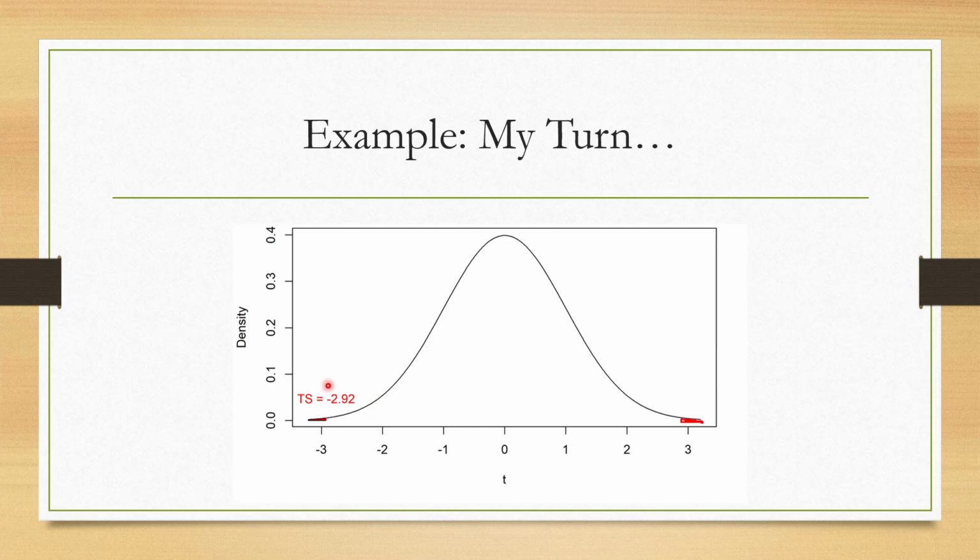So again, this is found via calculus. It's area under the curve. If we ask software what this is, we get 0.0017 for the area under the bottom curve. And doubling this to account for the top end, we get 0.0034. So our p-value for this problem is 0.0034.